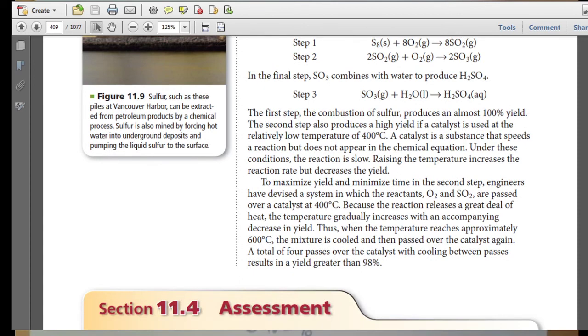To maximize yield and minimize time in the second step, engineers have devised a system in which the reactants, oxygen and sulfur dioxide, are passed over a catalyst at 400 degrees Celsius. Because the reaction releases a great deal of heat, the temperature gradually increases with an accompanying decrease in yield. Thus, the temperature reaches approximately 600 degrees Celsius. The mixture is cooled and then passed over the catalyst again. A total of 4 passes over the catalyst with cooling between passes results in a yield greater than 98%.